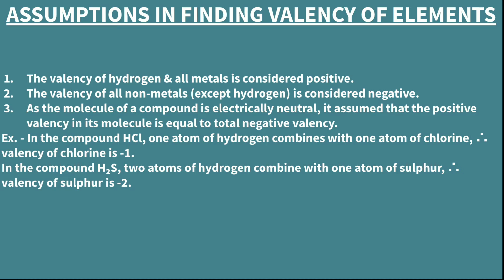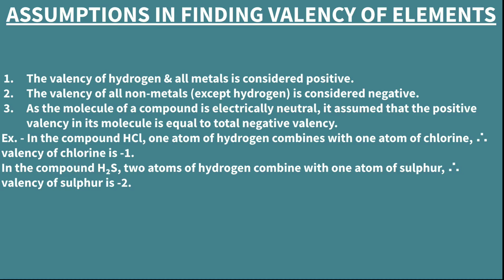The first one is the valency of hydrogen and all metals is considered to be positive. So when we are finding the valency of the elements, the valency of hydrogen and all the metals are considered to be positive. Then valency of all the non-metals except hydrogen. As hydrogen has a positive valency, all the non-metals are considered to be negative except hydrogen.